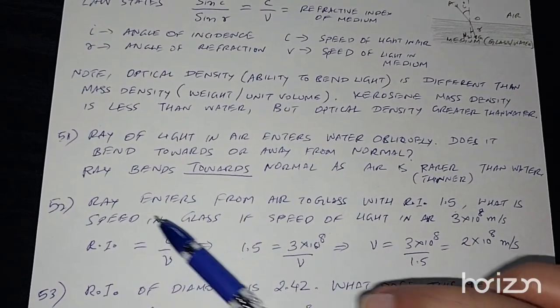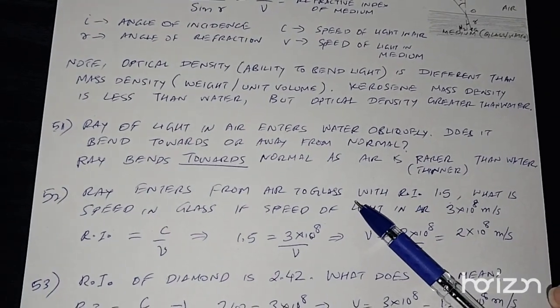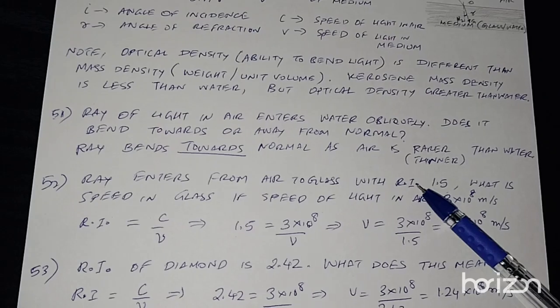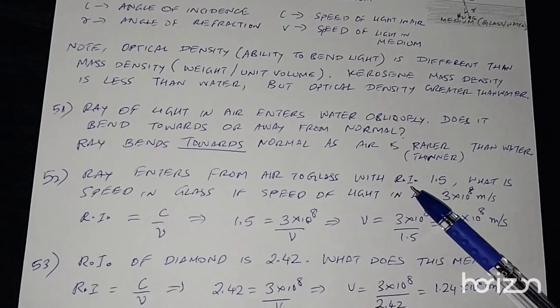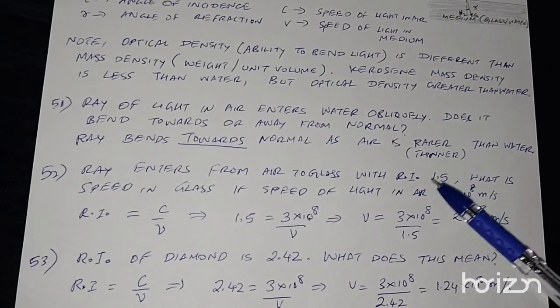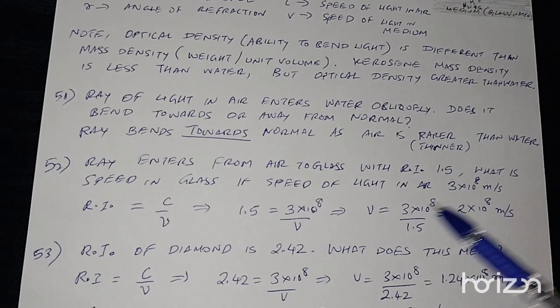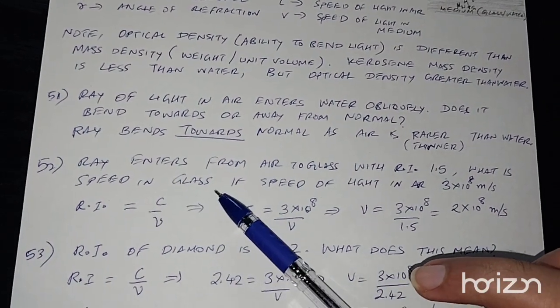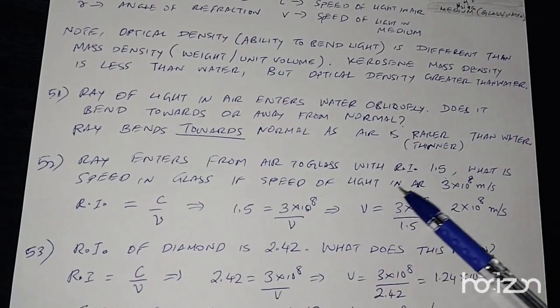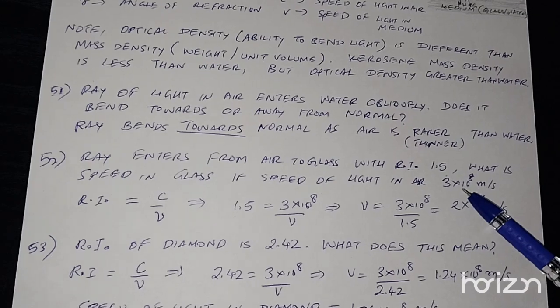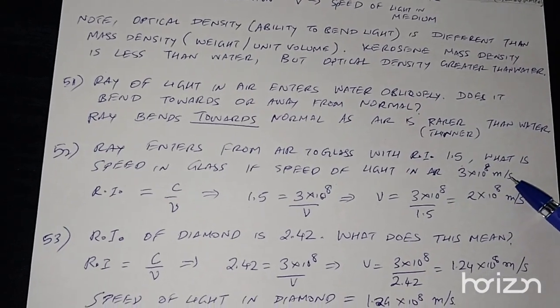A ray enters from air to glass with RI. RI is a short form for refractive index. With a refractive index of 1.5, what is the speed of light in glass if the speed of light in air is 3 multiplied by 10 power 8 meters per second?